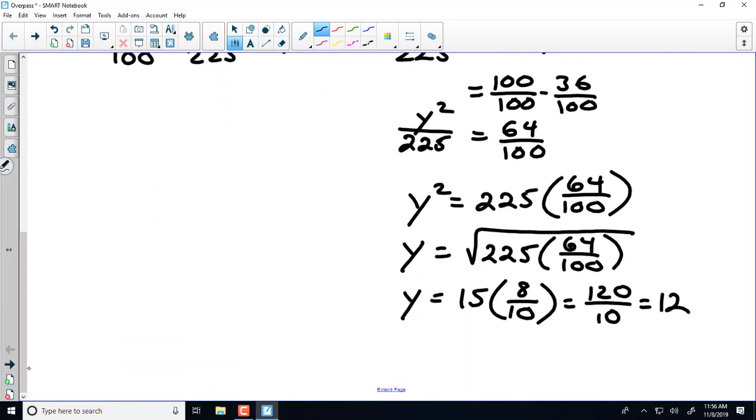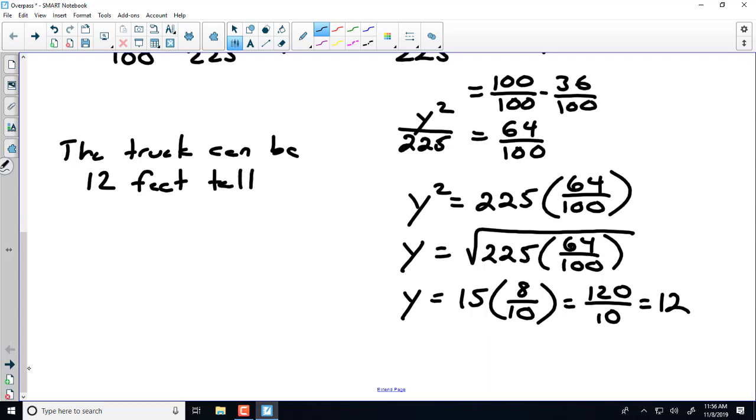So our final answer to this question is the truck can be 12 feet tall, and it's not always the same as the width, everyone. I know our truck was also 12 feet wide. That's not always the same. It's a coincidence for this problem. The truck can be 12 feet tall and kind of slide through.